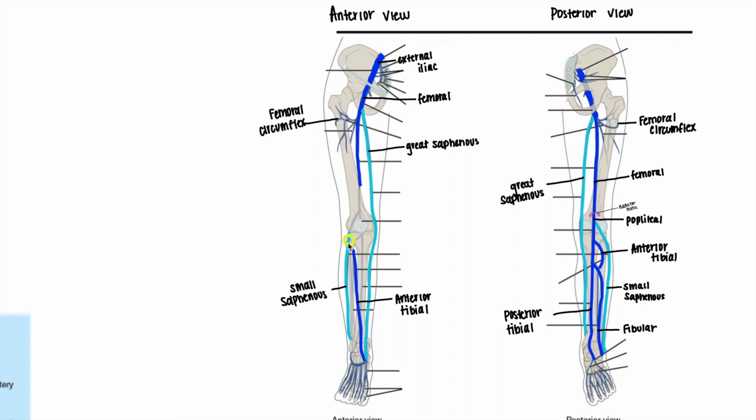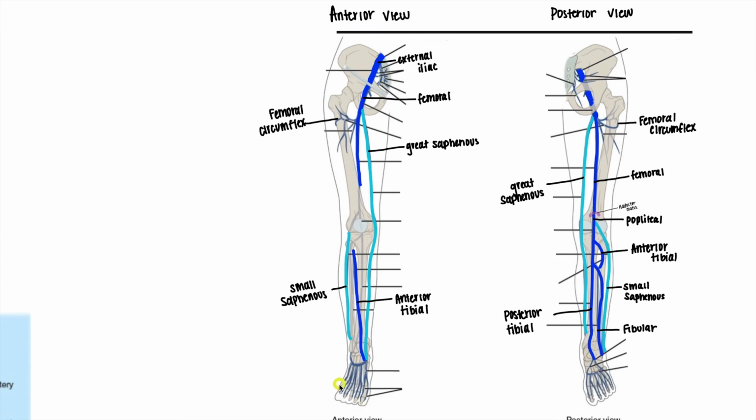The lateral superficial compartment of the leg is drained by the small saphenous vein, seen here. We can also see the small saphenous vein here posteriorly. We can see that it drains into the popliteal vein, which is a continuation of the femoral vein after it exits the adductor hiatus. The deep venous drainage of the leg is as follows.